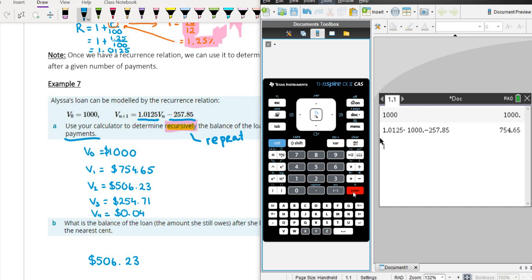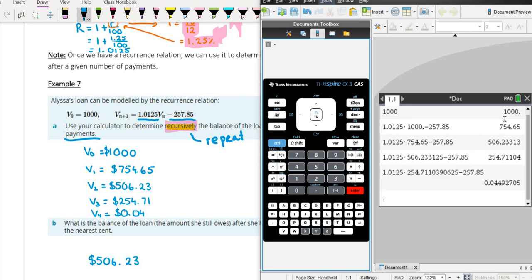And then we do it once. And then because we brought this down using the answer button, if we just keep pressing enter, it's going to repeat the process for us. So we start with 1,000, that's our initial value. After the first repayment, this is what we have, second, third, and fourth. So that's what I've written here.